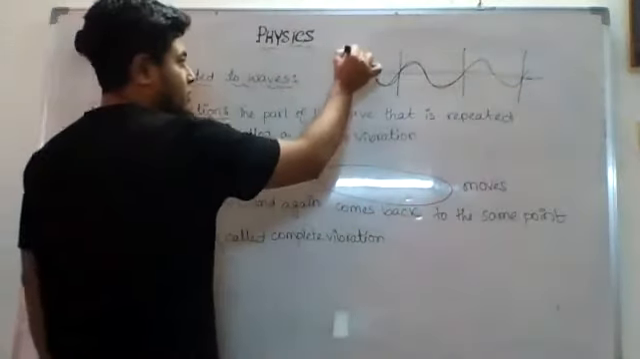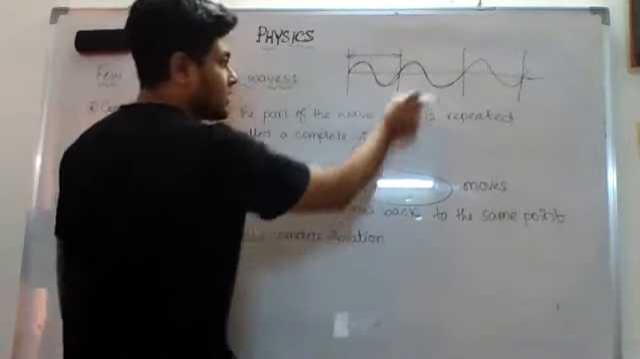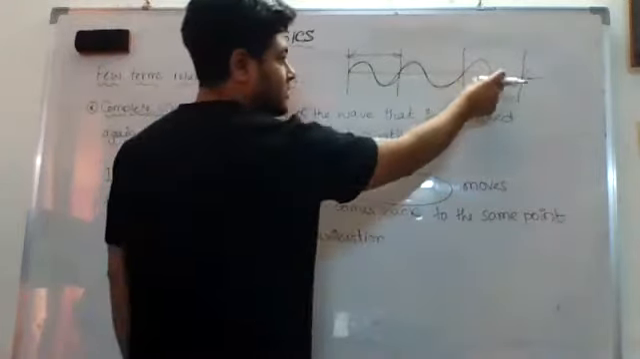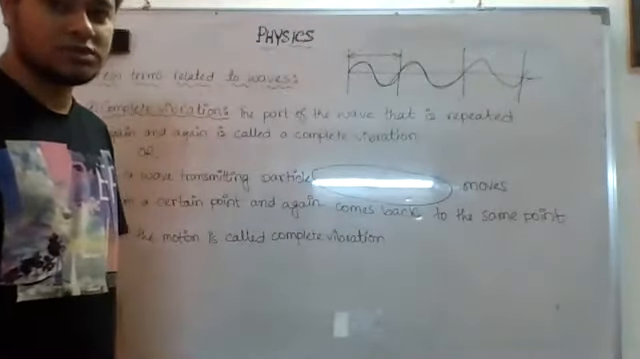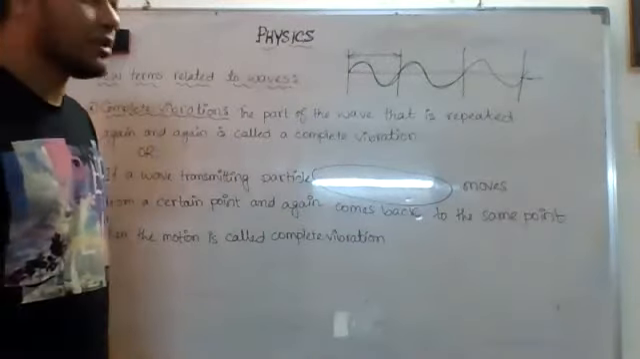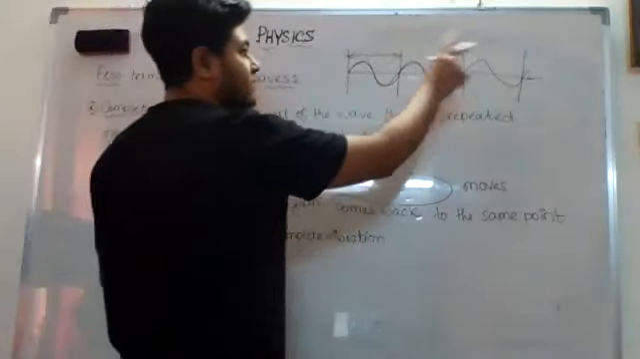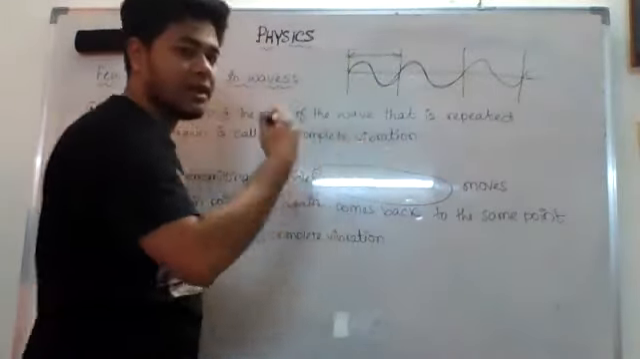So from here to here, this part is one complete vibration. This is another complete vibration. This is another complete vibration. So in this figure, how many completed vibrations are there? Three, right? So we can count how many vibrations there are. So the part is being repeated again and again.